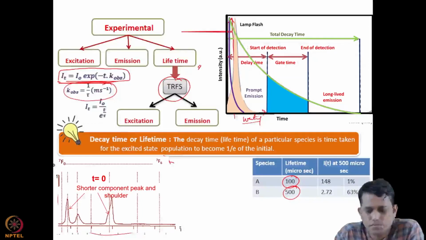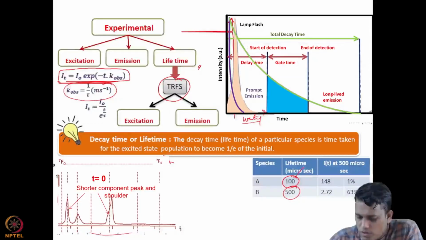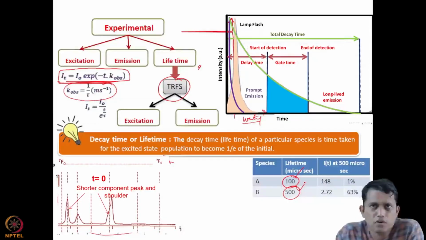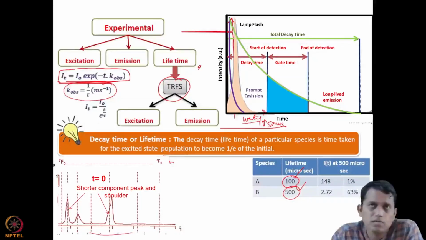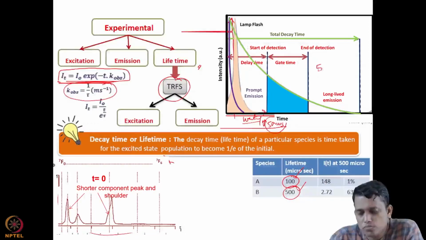What will happen? Let us say you have 100 and 500 and you are waiting for around 500 microseconds. So suppose this limit is around 500 microseconds. If we see the decay of the 100 microsecond species and the 500 microsecond species, you'll find that if I am waiting up to 500 microseconds, you have given almost 5 lifetimes to the 100 microsecond species.